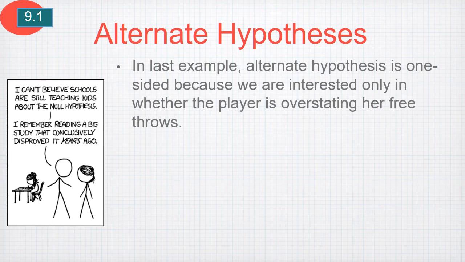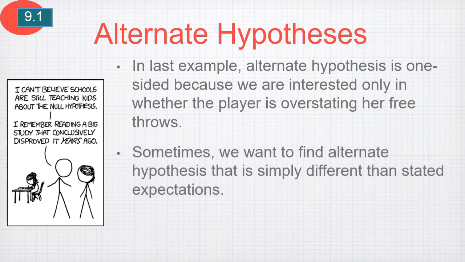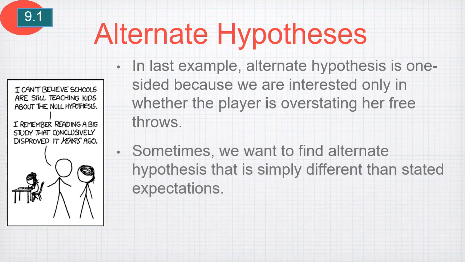Okay, so in our last example, the alternate hypothesis was one-sided because we were interested only in whether the player is overstating her free throws. So we didn't care if she was above 80 or below 80%. We were assuming that she was below 80. So that's the test that we did. But that doesn't have to always be the case. Sometimes you want an alternate hypothesis that is simply different than the one that is stated.